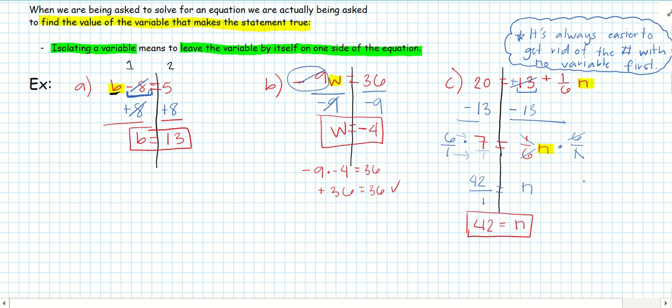So again, always ask yourself, what are the numbers doing to the variable? And are they positive or negative? So you always have to ask yourself what they are doing with the variable and what sign they are, right? Here 13, we noticed it was adding and it was positive, so we had to subtract that 13. 1 over 6 was multiplying n, so we apply the reciprocal.